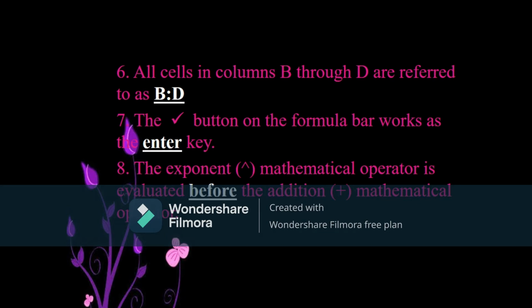Then the exponent mathematical operator is evaluated before the addition mathematical operator. Are you clear? B through D is B colon D, the tick button represents enter, and the exponent mathematical operator is evaluated before the addition.